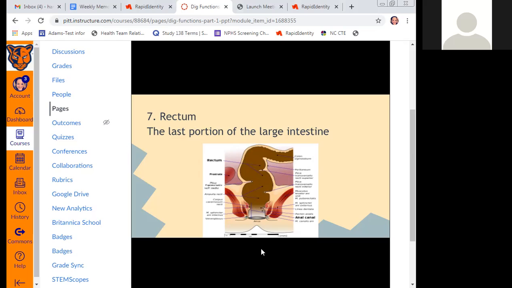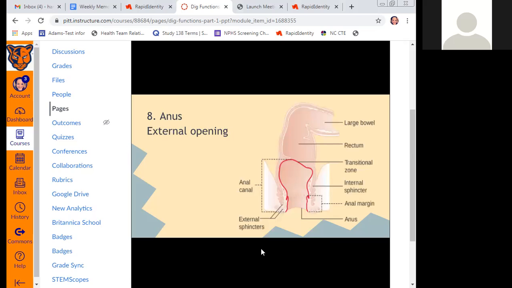So the rectum is the last kind of holding area in the large intestine, and then we get to the anus. The anus is an external opening. We have sphincters in the anus that we learn to control that allow the passage of feces through the process of defecation from the rectum, the anus, out into the toilet.